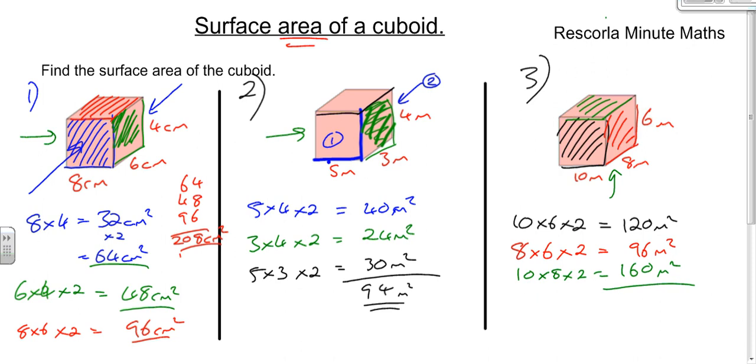So 0, 6, and 0 is 6. 2 and 9 is 11. Plus 6 is 17. Then 1 plus the extra 1 is 3. That's going to be 376 meters squared. Well done if you got that one correct.